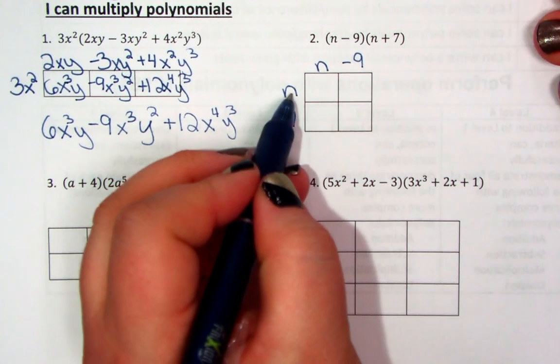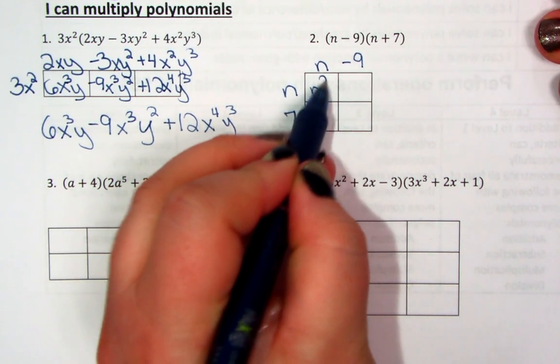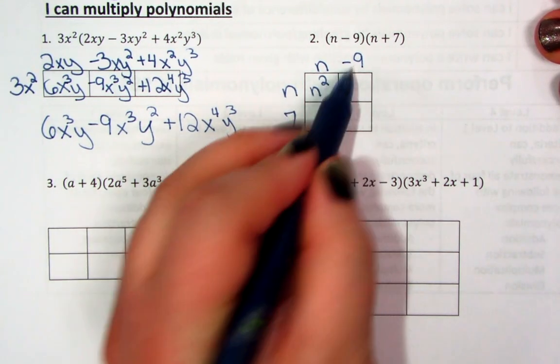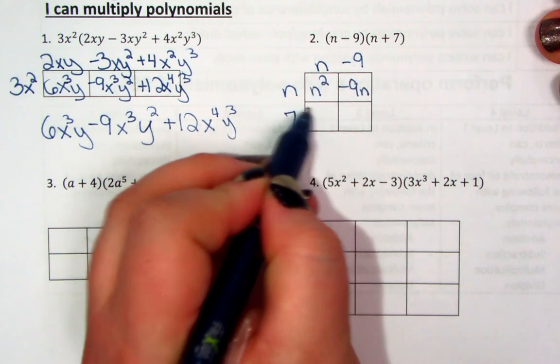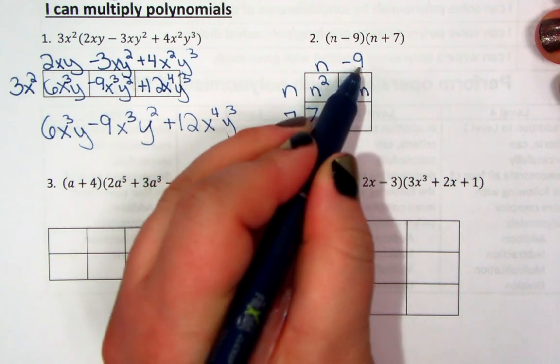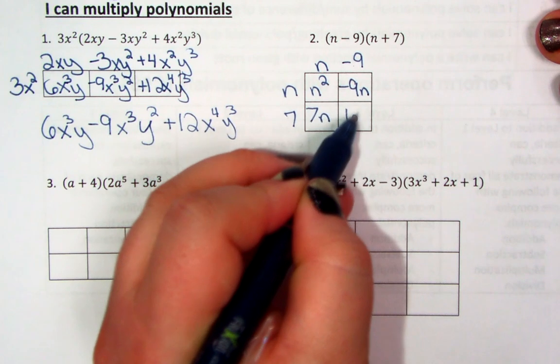And then we multiply n times n squared. N times negative 9, negative 9n. N times 7, 7n. And negative 9 times 7, negative 63.